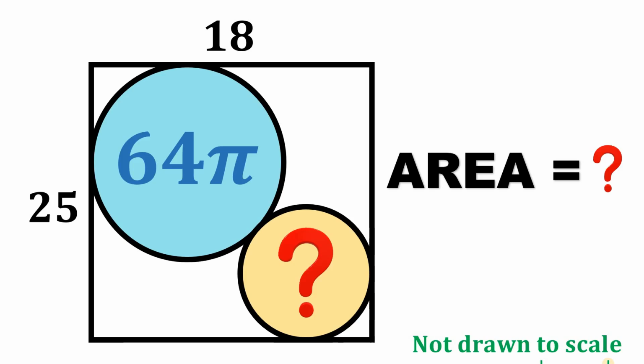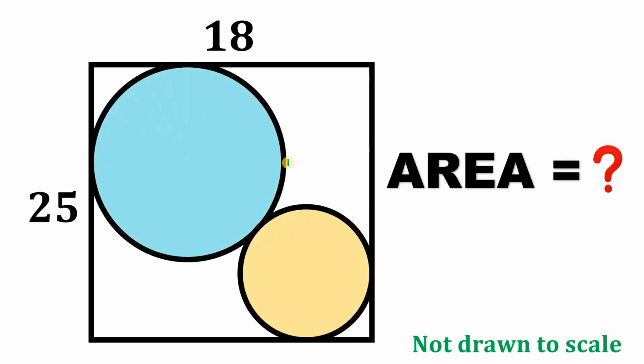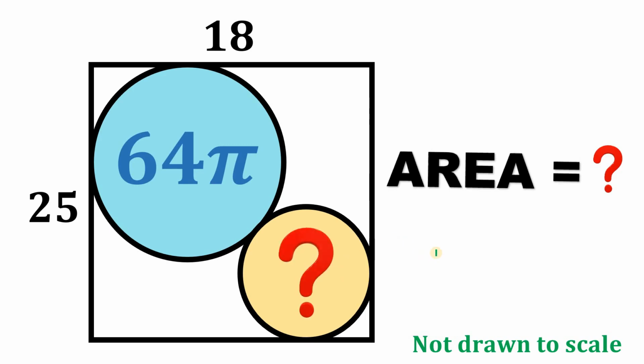Can you solve this geometry challenge? Here's the question. Given this rectangle with side lengths of 25 units and 18 units, let's draw two circles inside of it. This blue circle has an area of 64 pi square units, and the question is, what is the area of this yellow circle?